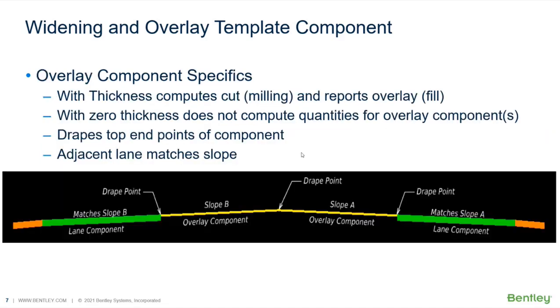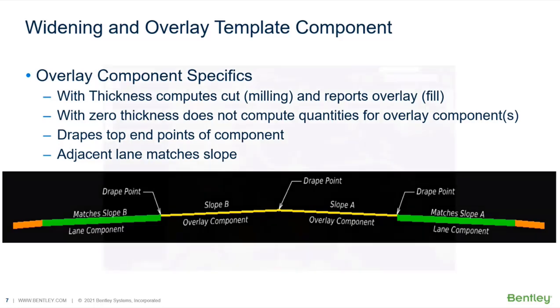So how does it work? If you have an overlay component, the yellow ones that are here are the overlay components. You can see here that the drape point, of course, in this case would be at the crown, and then it would also drape at the end of each overlay component. And then the next component, which would be your new lane for a widening or whatever, matches the slope of the previous overlay component. And then you can build out from that on the edges of your template. So that's basically how it works.